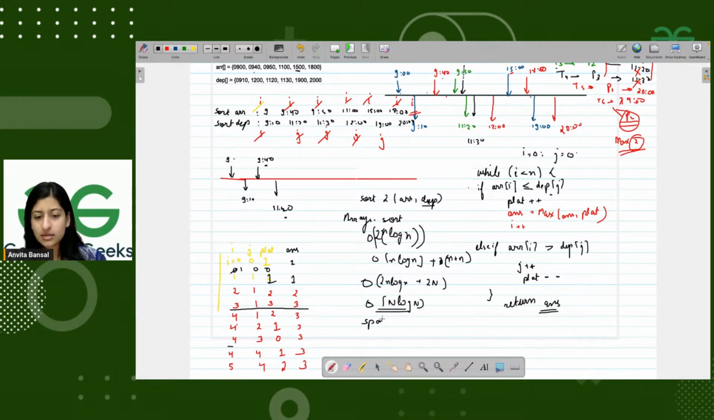Space we have utilized, no extra space we are utilizing, right? Only this merging space is being used, and that shall not be considered in the space complexity for this problem.